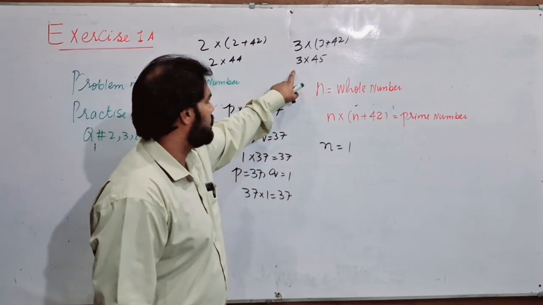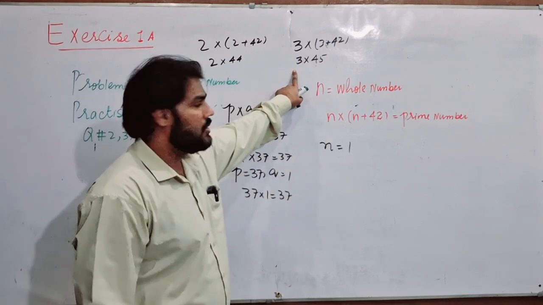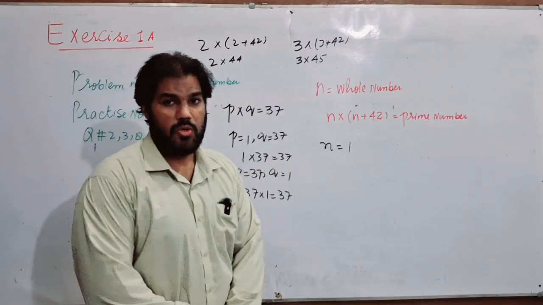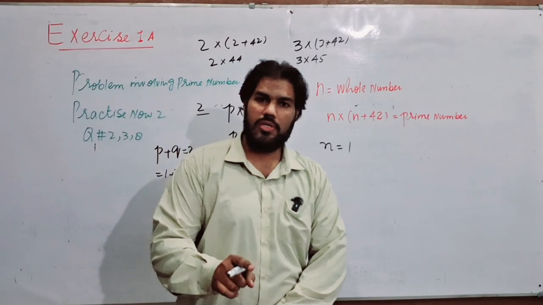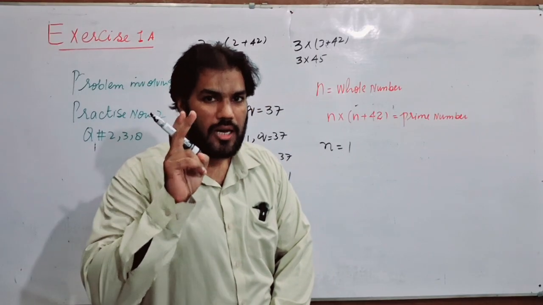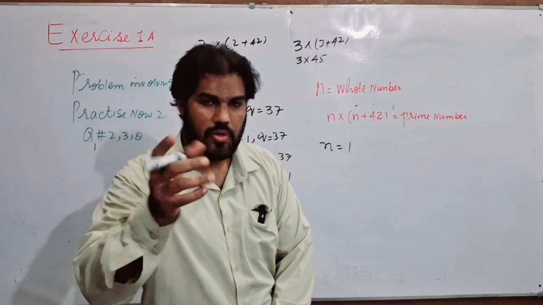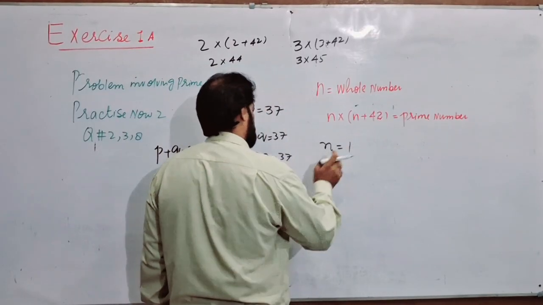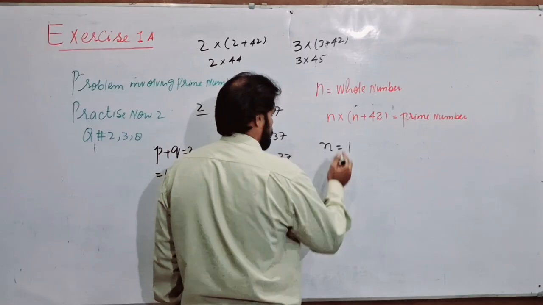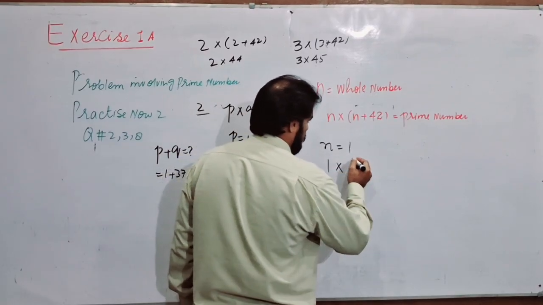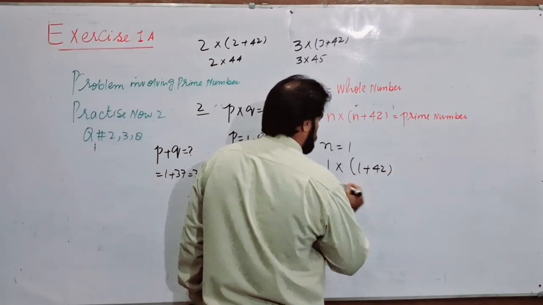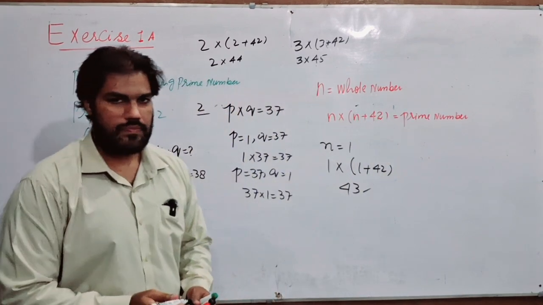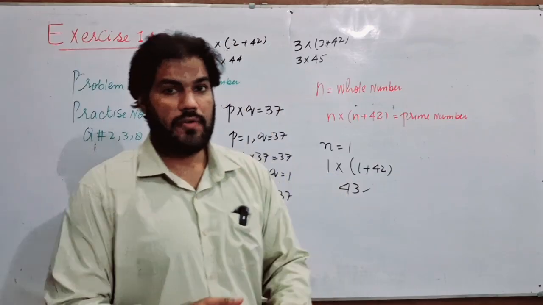For example, if some student puts n is equal to 7, the complete number will be a multiple of 7. In that case, this will not be a prime number, because a prime number has only 2 factors. 2 factors means it is always divisible by 1 or itself. So to divide it by 1, we just take n is equal to 1 here. So when you take n is equal to 1, this becomes 1 cross 1 plus 42. So your number is 43 into 1, that is 43. This is your prime number. And this number works for n is equal to 1.